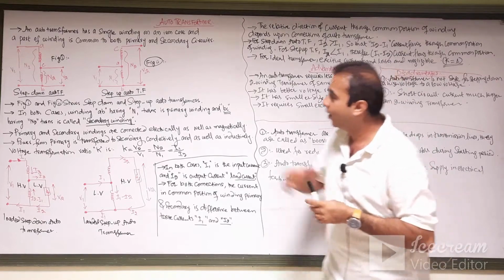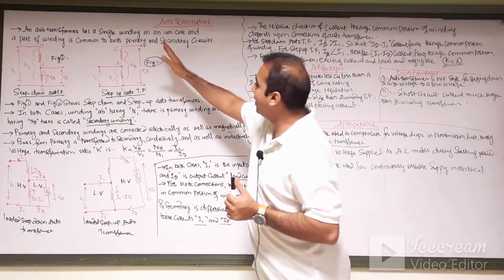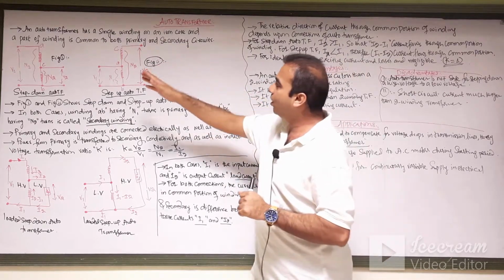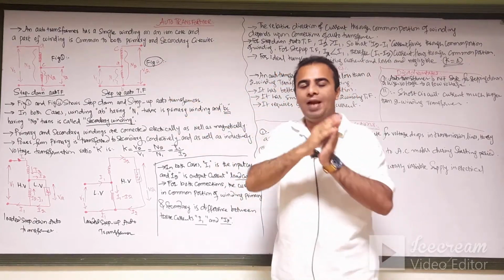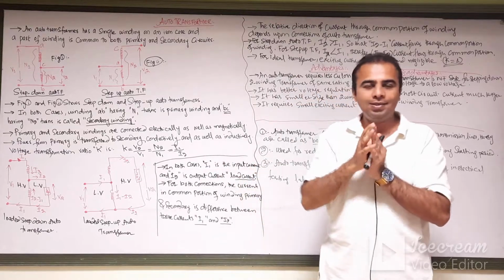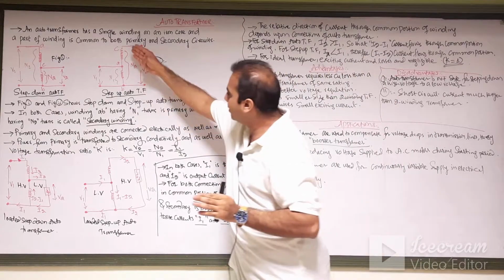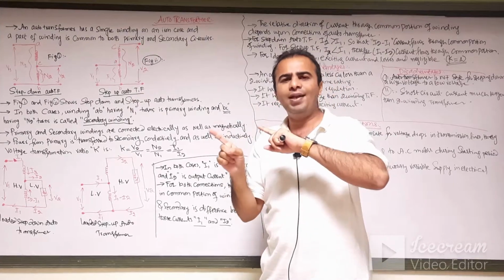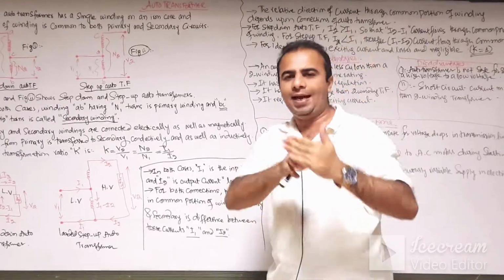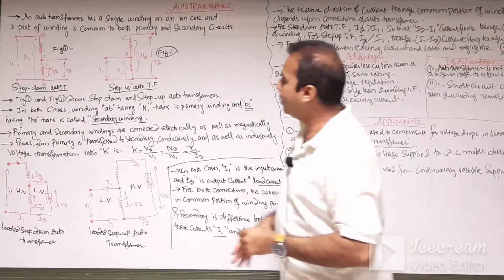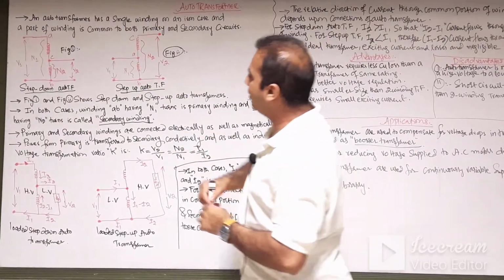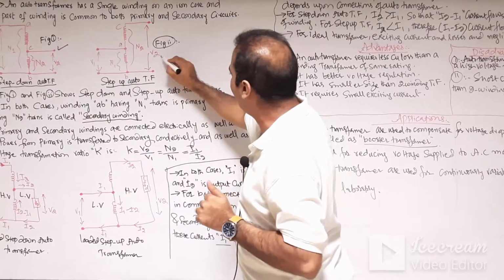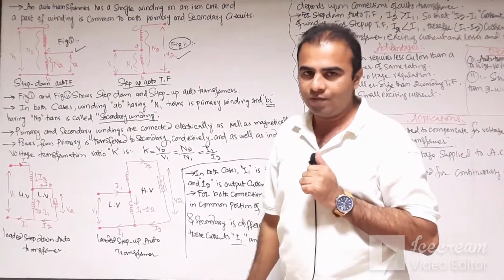Let's discuss. An autotransformer is a single winding on an iron core, and a part of the winding is common to both the primary and the secondary winding. It is a single winding transformer, and that part of the winding is common to the primary section and the secondary section. As you can see in the two diagrams, this one is the step down autotransformer and this one is the step up autotransformer.